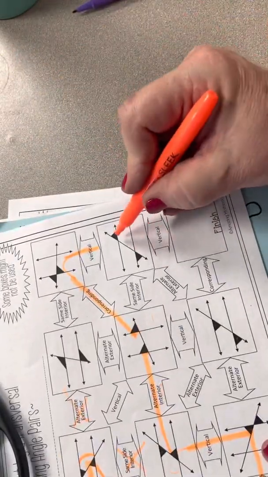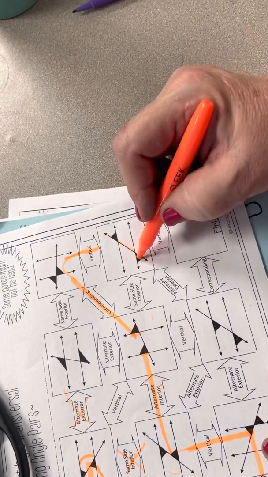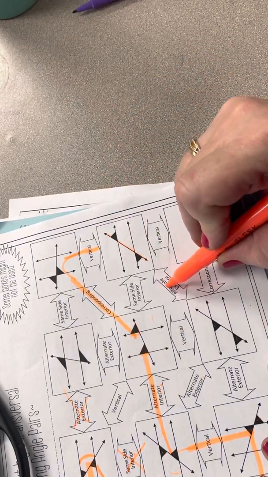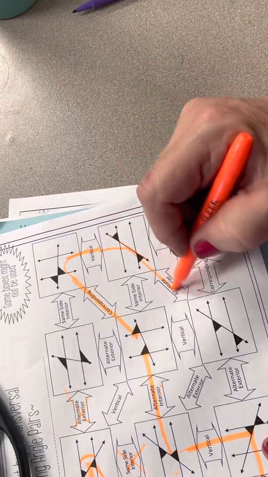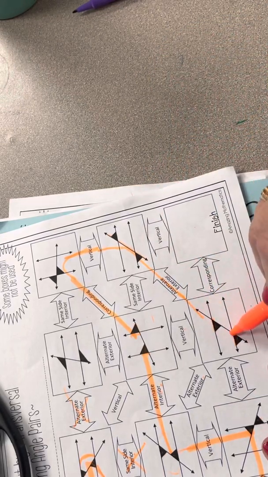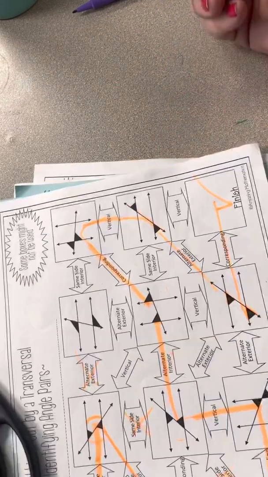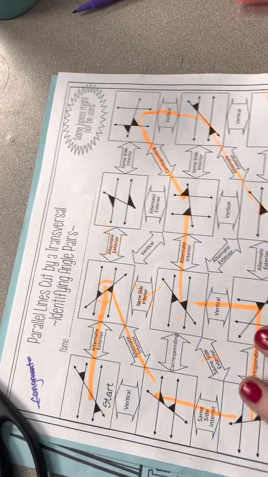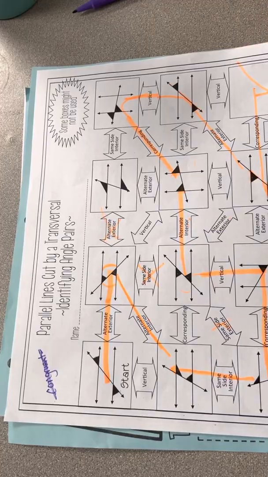Okay, let's turn it back this way a little bit. Let's see, here's my transversal. This is to the right, this is to the left, so it's going to be alternate. There's alternate. And they're exterior, so we're going to alternate exterior. This one is below the parallel, to the left, so corresponding. And yay, we finish. Okay, we had a little race and did this in class, just to kind of help us remember the names of the pairs.